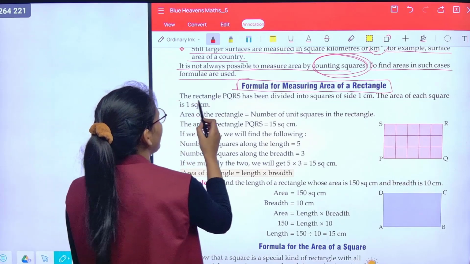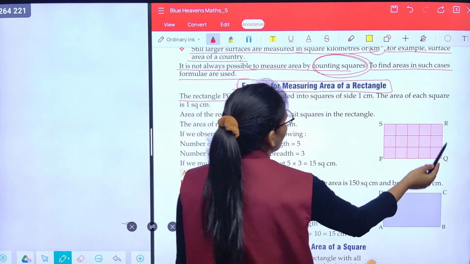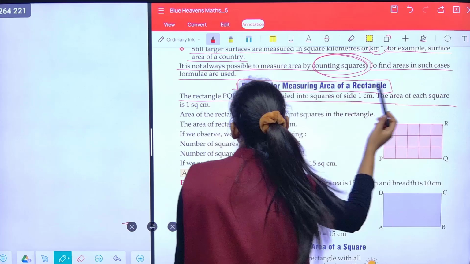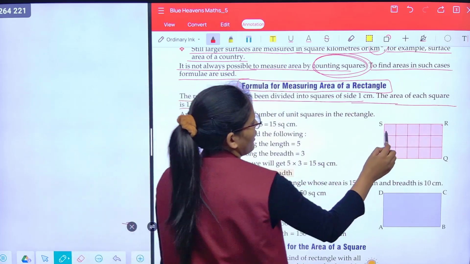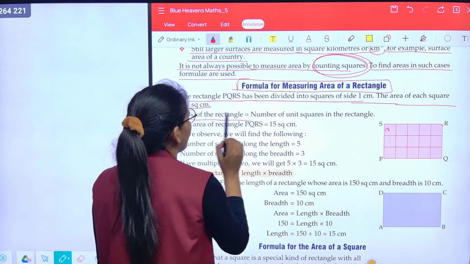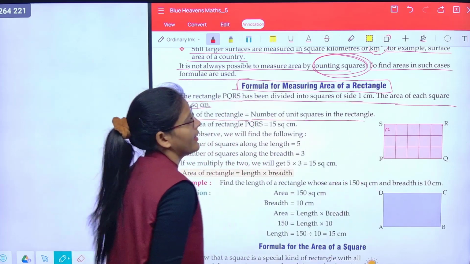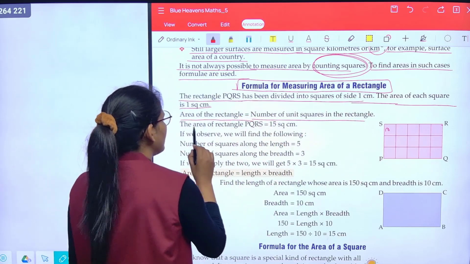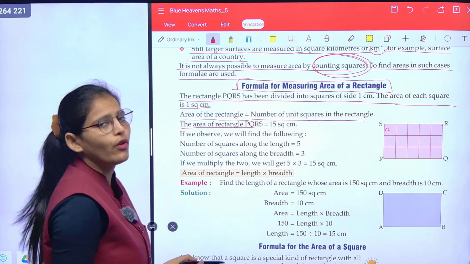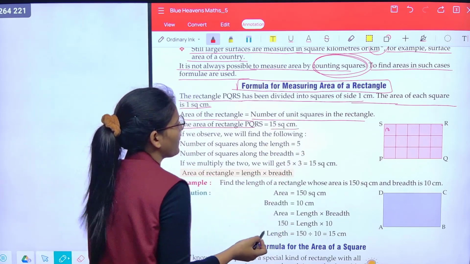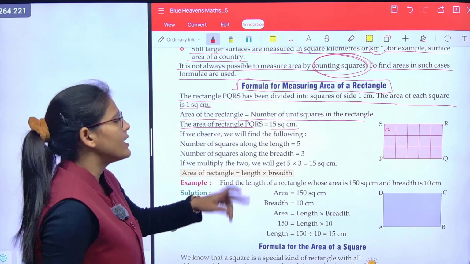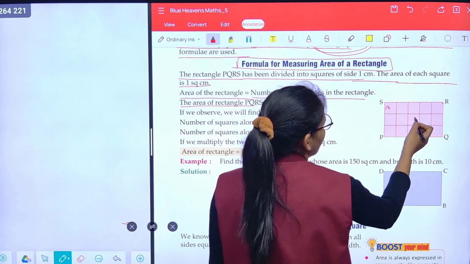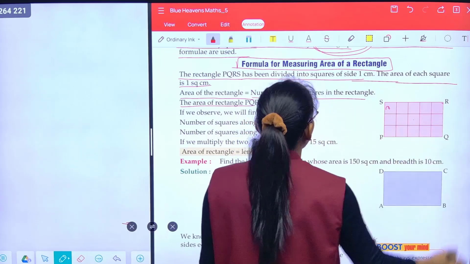Class C. The rectangle PQRS has been divided into squares of 1 centimeter. The area of each square is 1 square centimeter. Area of rectangle is the number of unit squares in the rectangle. The area of rectangle PQRS is equal to 15 square centimeter. Count them. 1, 2, 3, 4, 5, 6, 7, 8, 9, 10, 11, 12, 13, 14, 15.